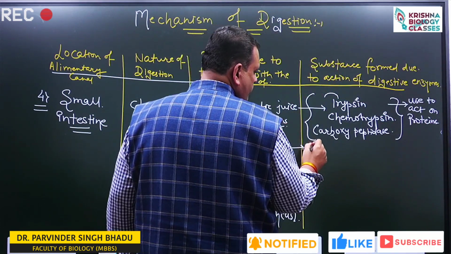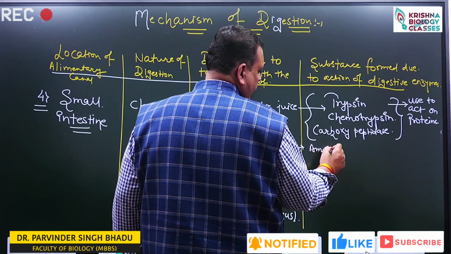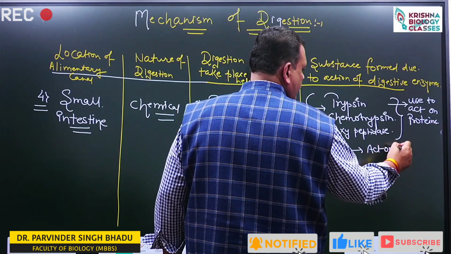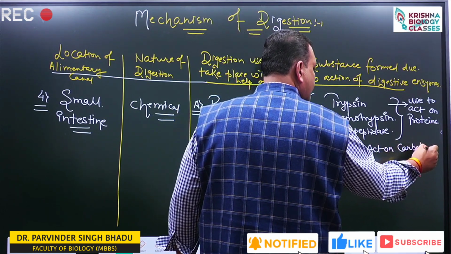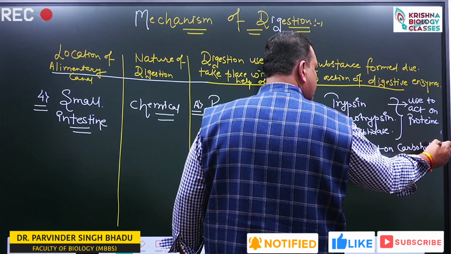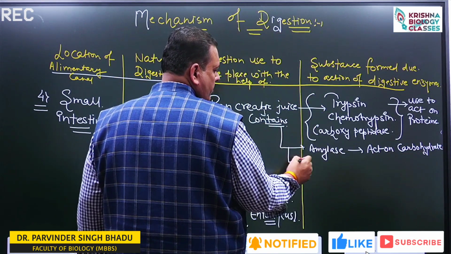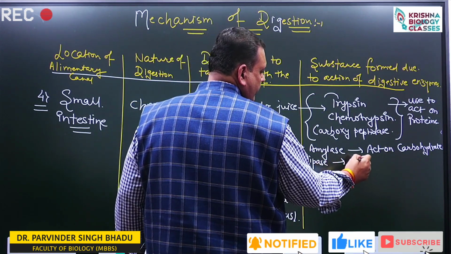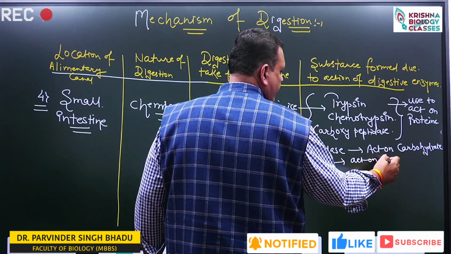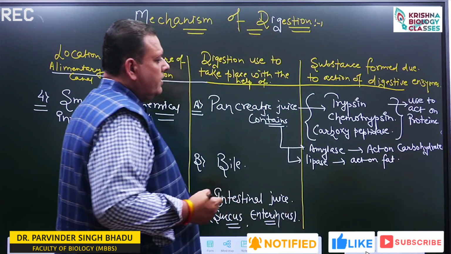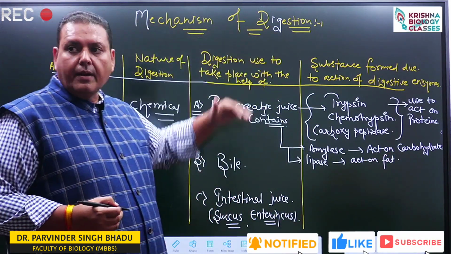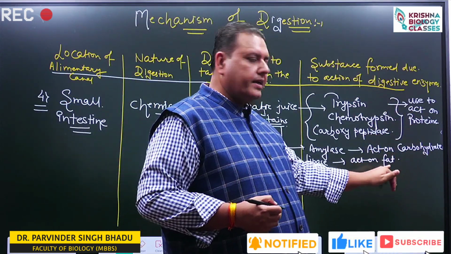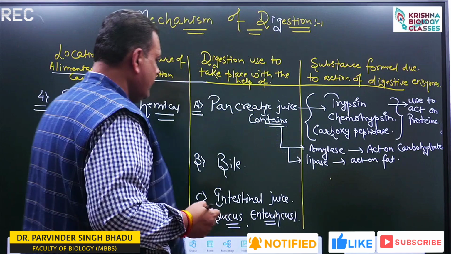It also secretes amylase, which acts on carbohydrate, and it also secretes lipase, which acts on fat. So pancreatic juice is also a complete juice because it acts on protein, carbohydrate, and fats.